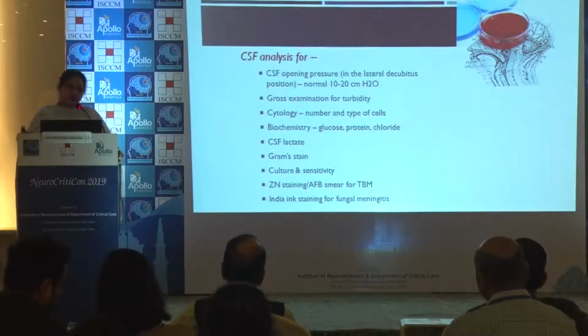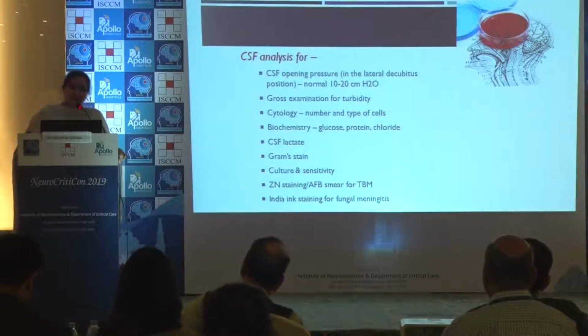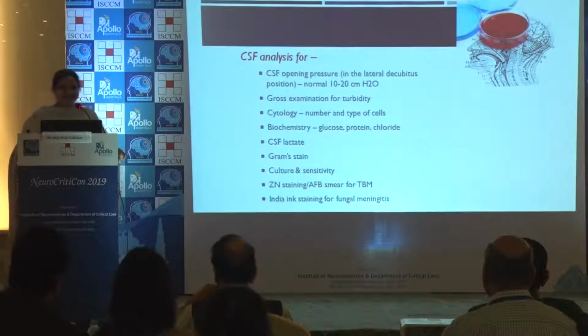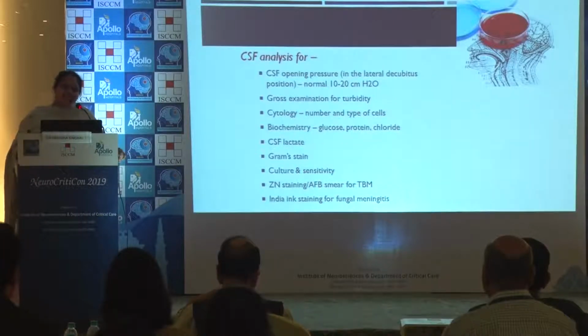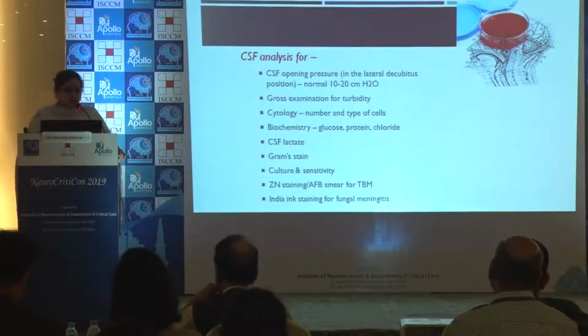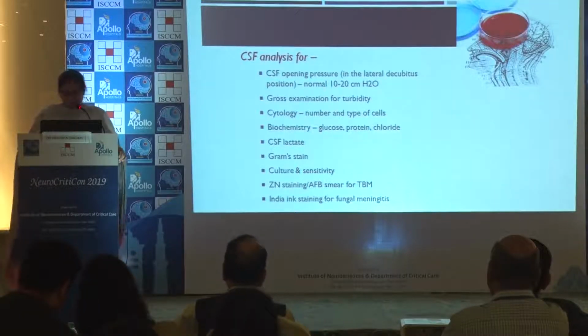Biochemistry, glucose. At the time of CSF analysis, you need to do a random blood glucose as well in order to compare. If it is less than two-thirds of the plasma glucose, you may have a CSF suggestive of meningitis. You assess the proteins, you assess CSF lactates. How many of you do CSF lactates routinely in your patients? No one. Okay. CSF lactates may be really helpful in patients who have hospital-acquired infections. In post-neurosurgical patients, CSF lactates may be really helpful. Gram stain and culture, I think all of you send. Ziehl-Neelsen staining, AFB smear for TBM, India ink staining for fungal meningitis.